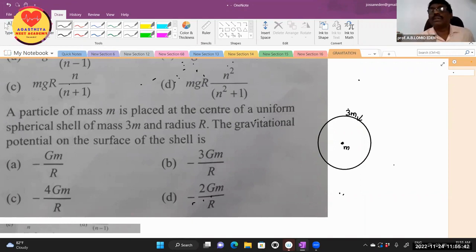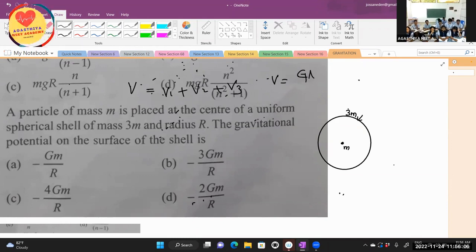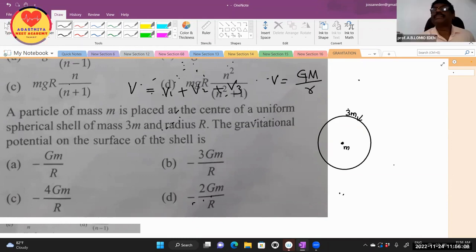This is a very important point. Actually, gravitational potential is denoted by the letter V. When the system consists of n number of masses, the total gravitational potential is the summation of V1 plus V2 plus V3 like that. The formula is, what is the formula? V is equal to minus GM by R. Okay. Now, all of you listen here.